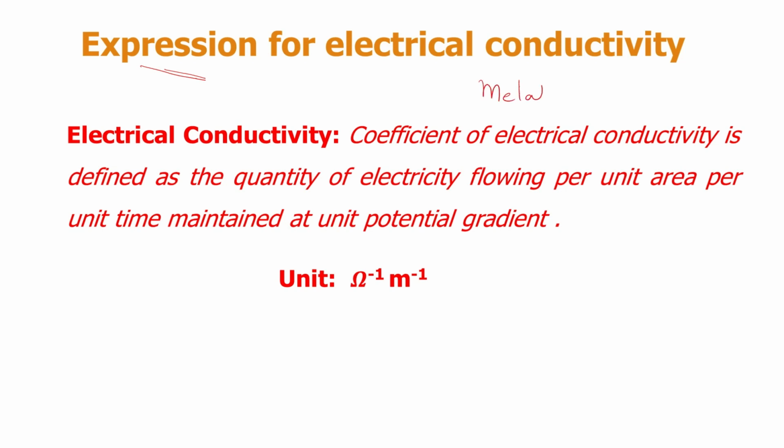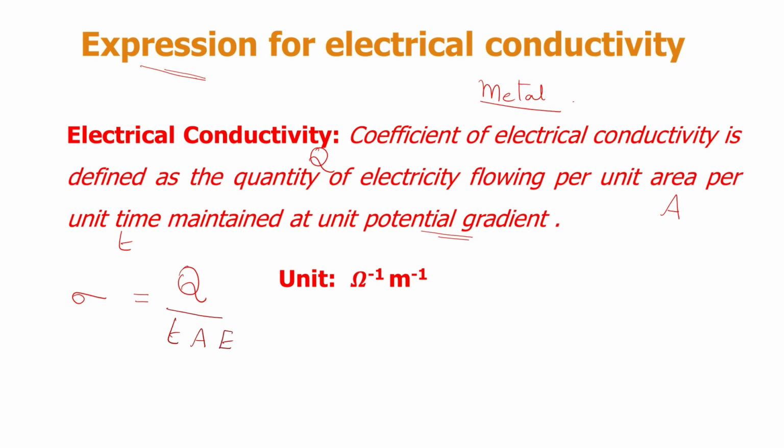The definition for electrical conductivity is: the coefficient of electrical conductivity sigma can be defined as the quantity of electricity flowing through the metal per unit area per unit time maintained at unit potential gradient. This can be written as sigma is equal to Q by TA E.